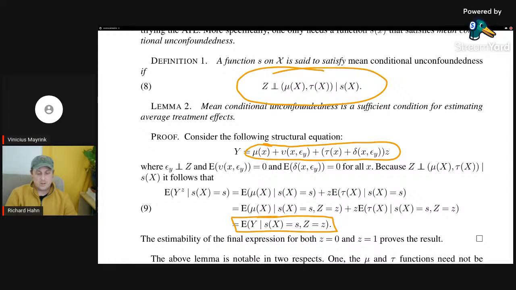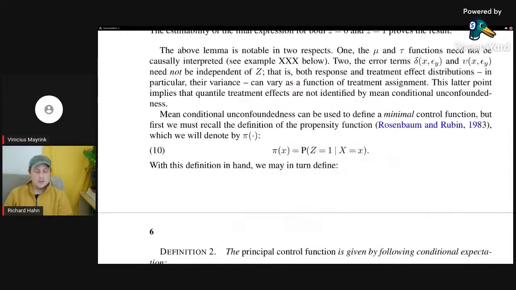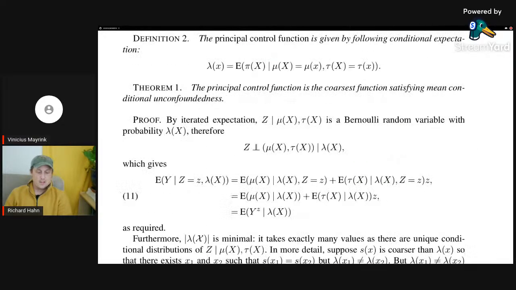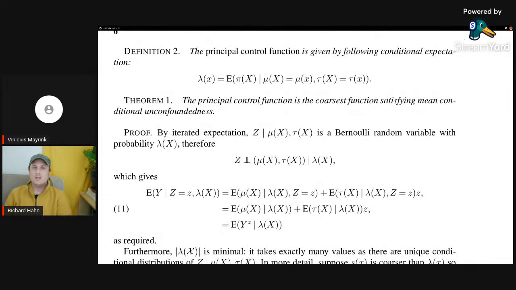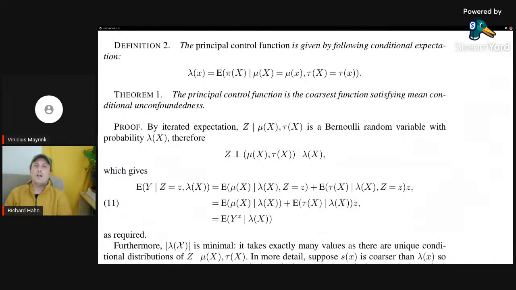Okay, so the last thing, and I think it's the cool thing, is that this now allows us to start thinking about a way to define the minimal number of controls that we might need. And so to that end, I am going to define this thing which we call the principal control function.